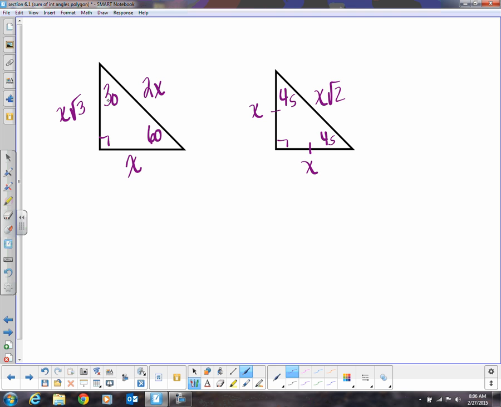You will either have a 30 or a 60 in one of these, and there should be a right angle in all, or you'll have a 45, or the sides will be marked. So you have to know the difference.